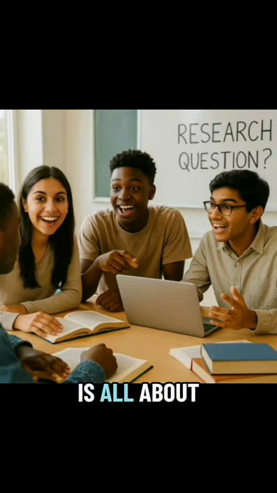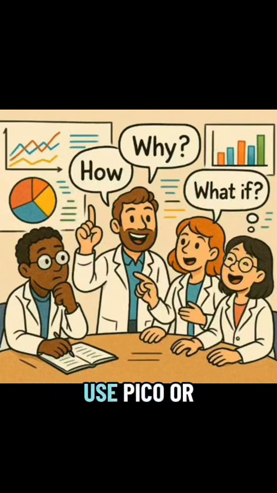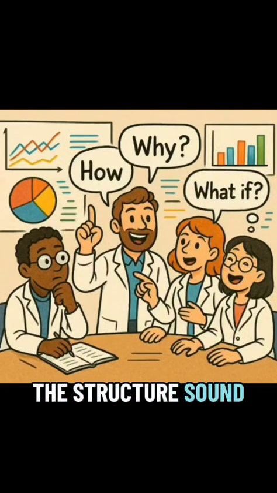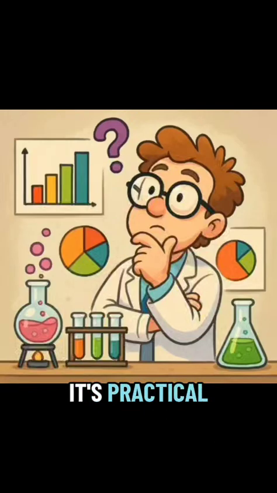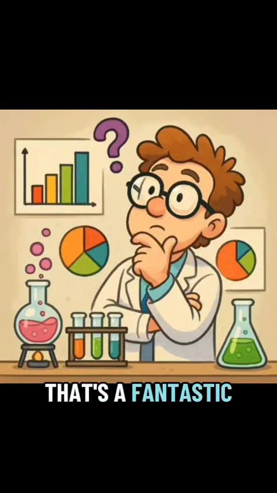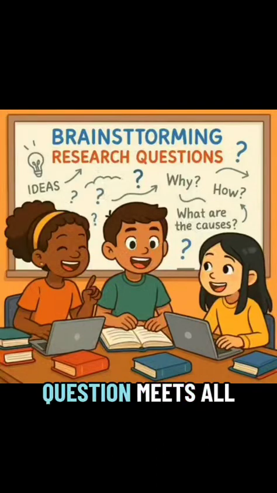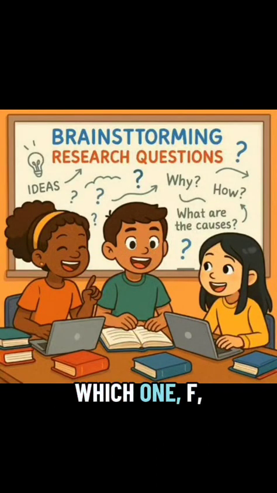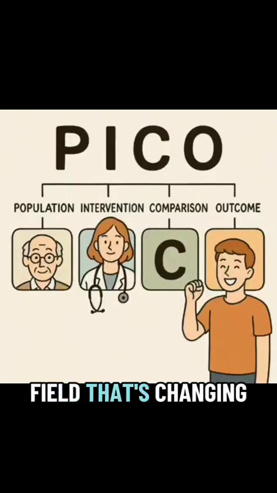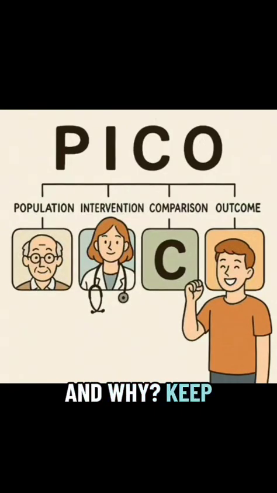So really, this is all about disciplined thinking. It is. You use PICO or PECO to get the structure sound, and then you run it through the FINER filter to make sure it's practical and relevant in the real world. That's a fantastic breakdown. As we wrap up this deep dive, I want to leave you with a final thought to chew on. If a research question meets all the FINER criteria, which one, F, I, N, E, or R, do you think is the hardest to ensure in a scientific field that's changing so rapidly? And why? Keep learning, and thanks for joining us.